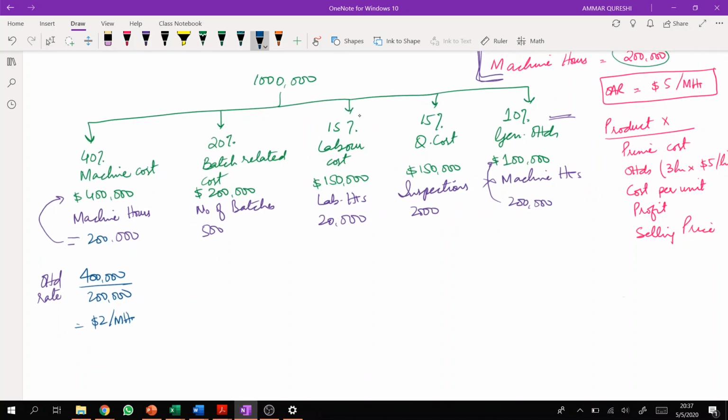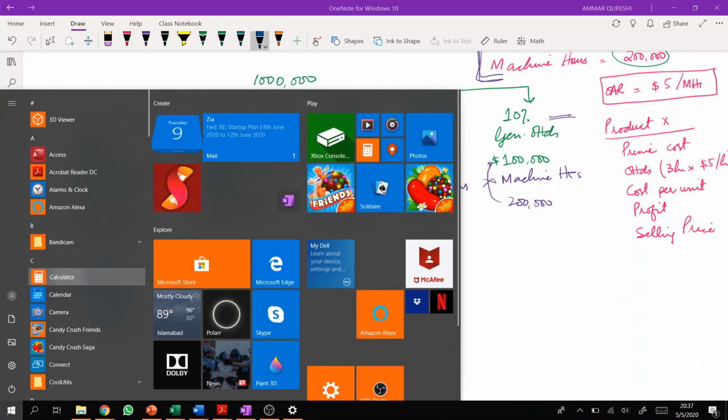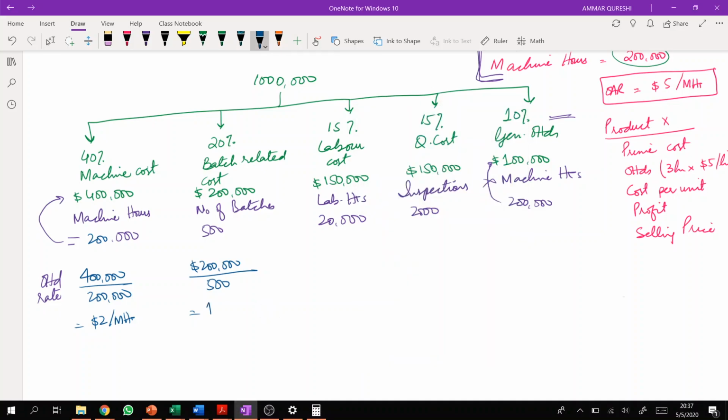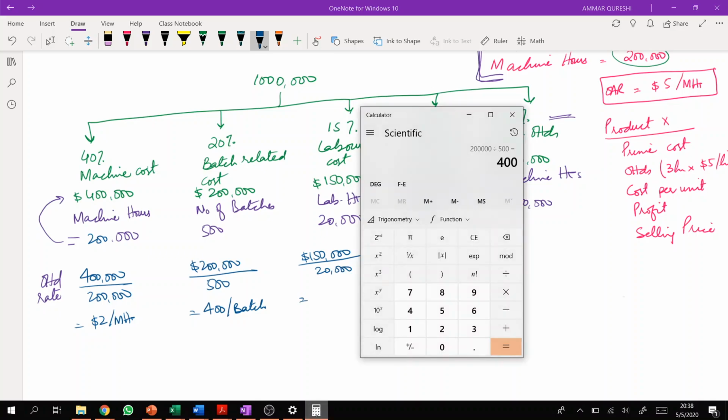Similarly, batch related cost is around 200,000, and this can be distributed on the basis of 500 batches. So 200,000 divided by 500 equals 400 per batch, right? And labor related cost is 150,000, and it can be distributed on the basis of 20,000 labor hours. So 150 divided by 20 is 7.5.